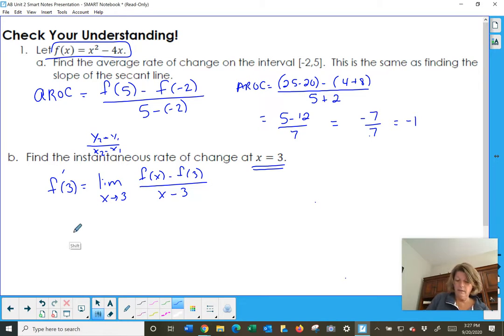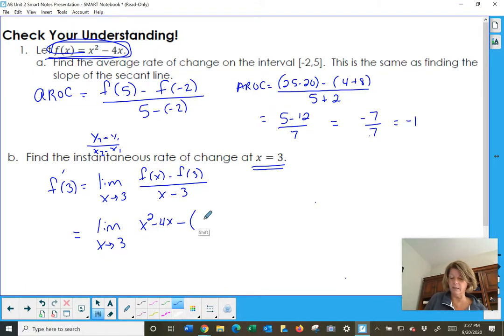Okay, rewrite the limit as x approaches 3. f of x is x squared minus 4x, correct? That's our function. Take away, set up a parenthesis because it's going to have a couple terms to it. 3 goes in and gets squared, that makes 9. 3 goes in, multiplies by 4, that's 12 over x minus 3.